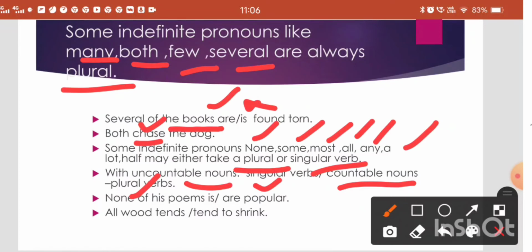For example, "none of his poems". Poems is countable, so a plural verb, not singular. And "all wood": wood is uncountable, so a singular verb, "tends", not "tend".